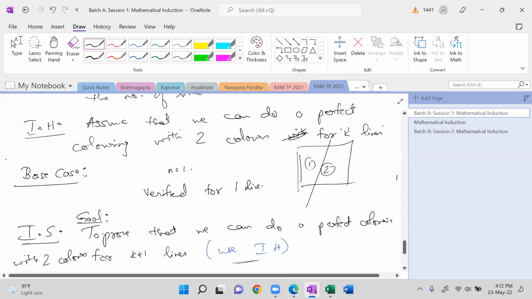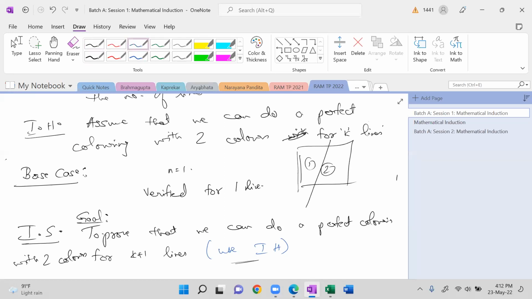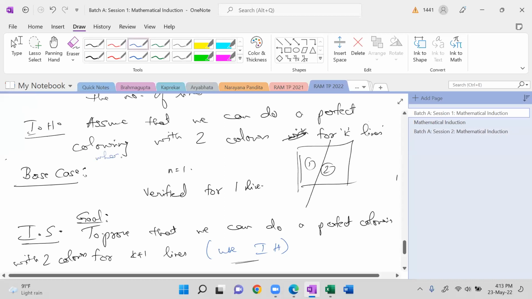Induction hypothesis is that we can do a perfect coloring with 2 colors for k lines. One thing that it did not mention over there is what is k. So where k is some arbitrary but particular value, or particular, say, integer. Okay, can somebody explain what this fancy wording means? Arbitrary but particular. Arham.